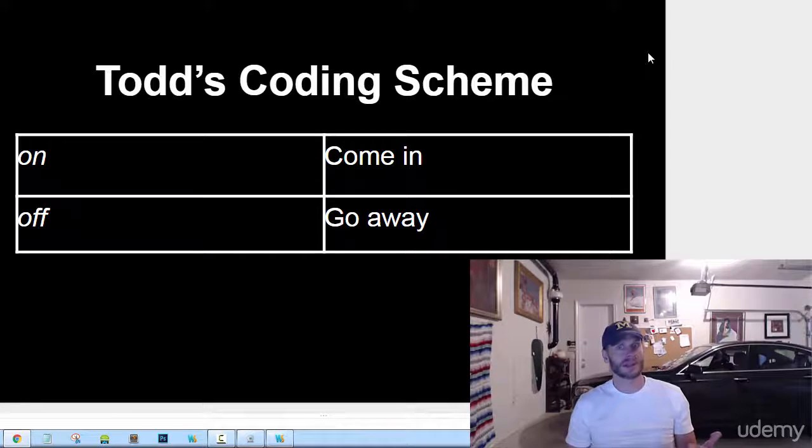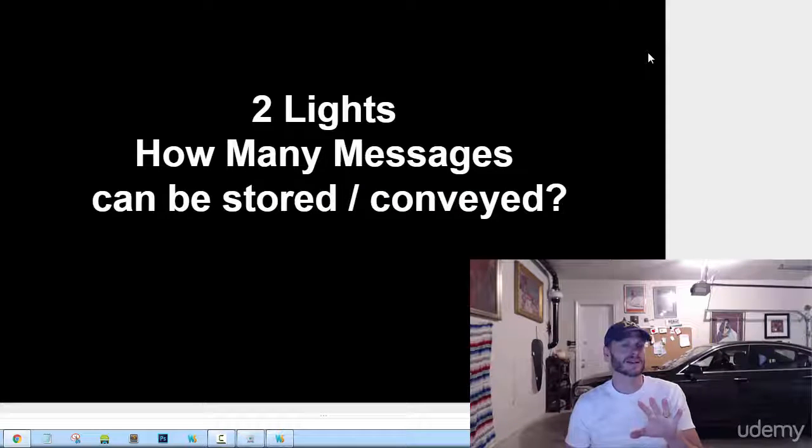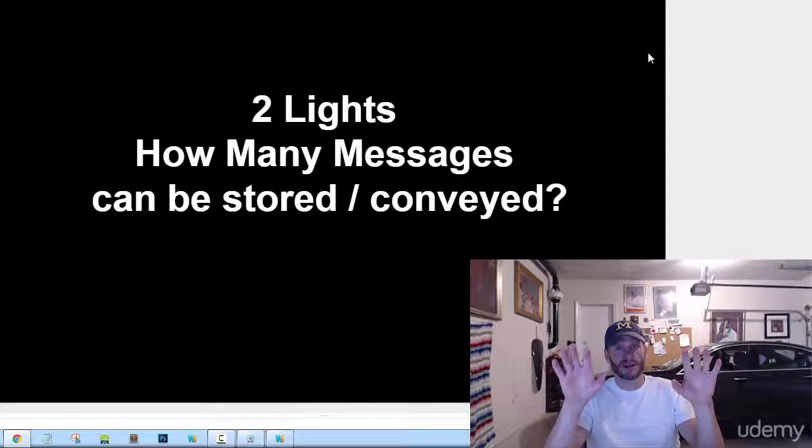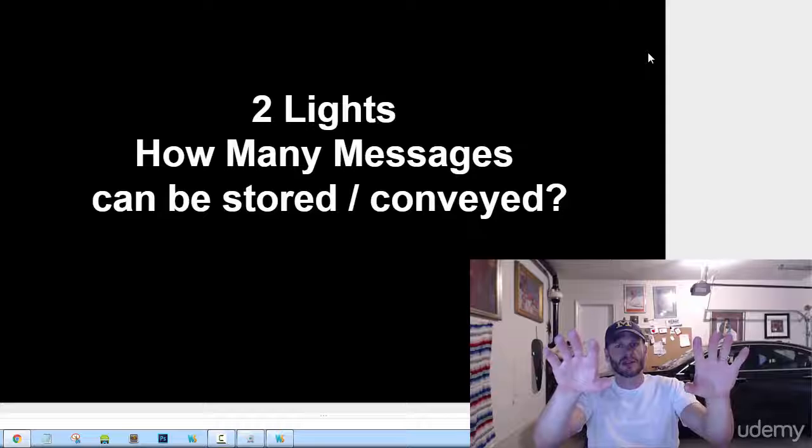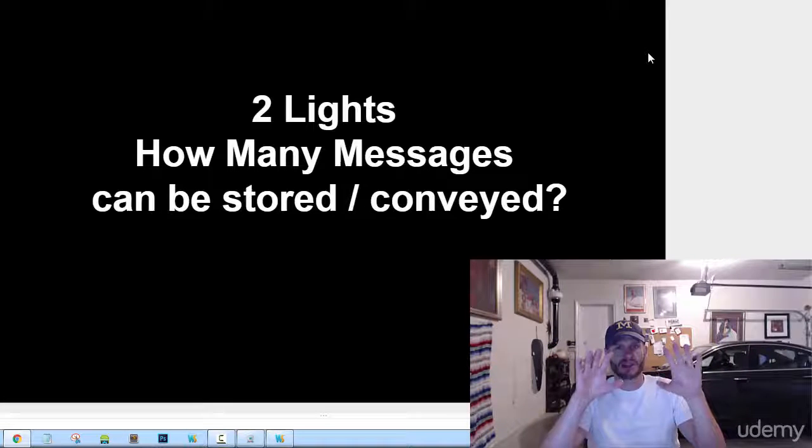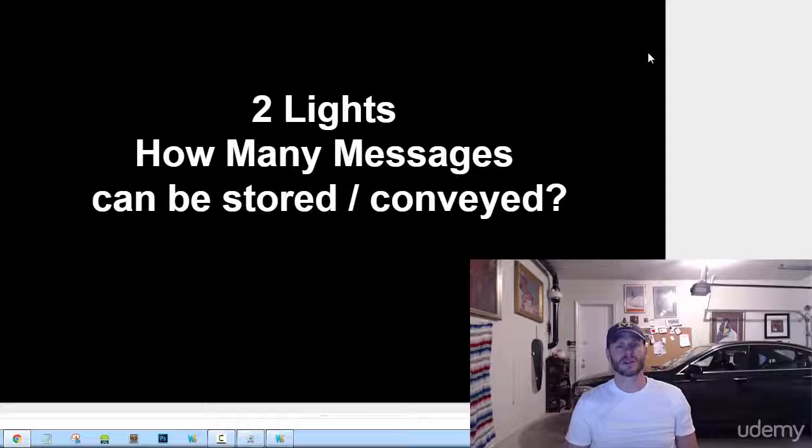Right? So one coding scheme is like the porch light on Halloween. If we have 2 lights, and pause the video here, but if we have 2 lights, how many messages can be stored and conveyed? So just imagine you're sending some message to your friend across the street. You have 2 light bulbs, right? How many messages can you send to your friend based upon the configurations of on or off of those 2 light bulbs?